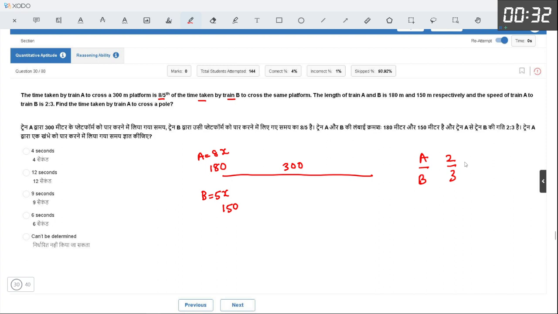It is equal to total distance, 300 plus 180, 480, over time. For B, total distance is 450 by time. Here the variables are cancelling, which means we cannot determine it, we cannot solve this question. So easy, right? You have to find that. So go to the next question.